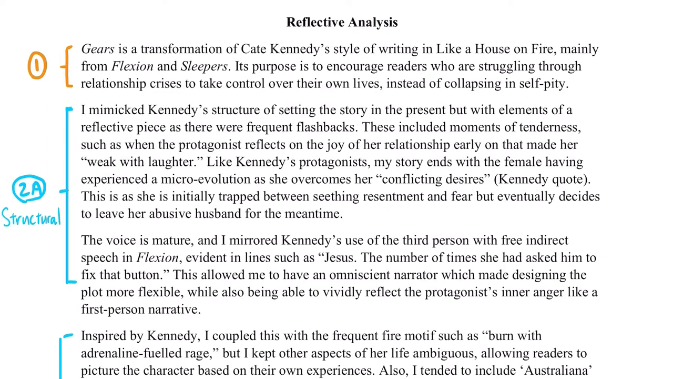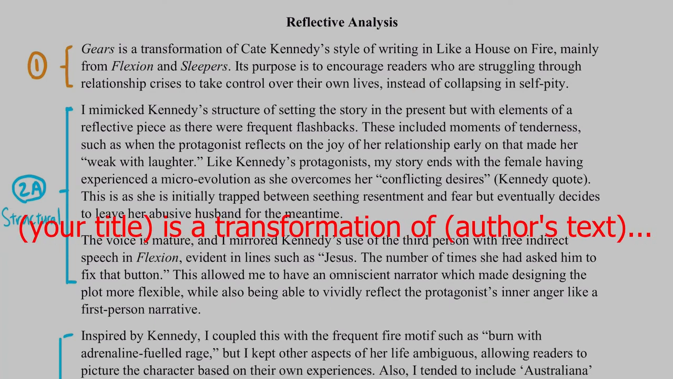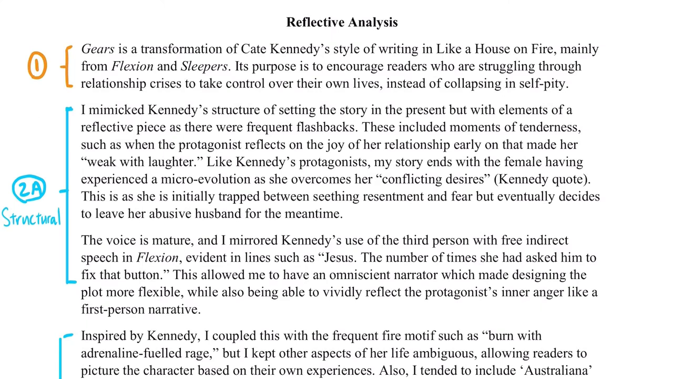And when you're talking about the purpose, it's good to talk about who the audience is. For example, I didn't just say readers, I said readers who are struggling through a relationship crisis. So be specific with your audience. And if you want, at the start, you can put a brief summary of your text. And you can follow this sentence stem. So the title of your text is a transformation of, and then insert the author and your text here. But basically, just 2 short sentences, and this covers your first point.